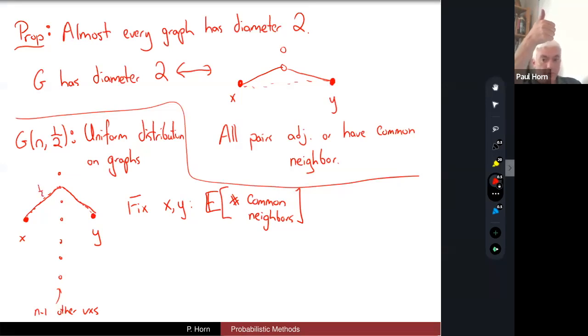So this edge has probability 1/2. This edge has probability 1/2. Aha. So I expect actually like n/4. Technically it's (n-2)/4 common neighbors. Well, that's actually a lot. That's a lot of common neighbors I expect.